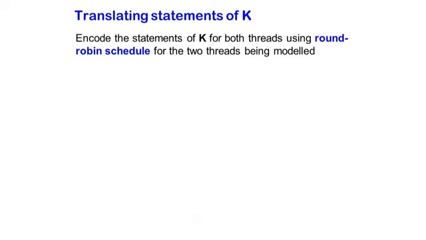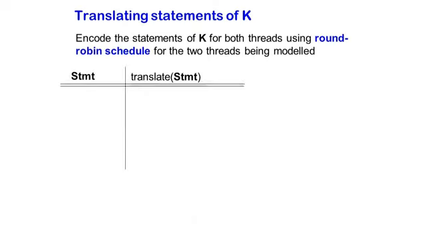This two-arising of an expression allows us to transform the statements of a kernel into a round-robin schedule, where the first thread executes a statement, then the second thread executes a statement, then the first thread executes a statement, then the second thread executes a statement, and so on. So this is a little translation scheme.